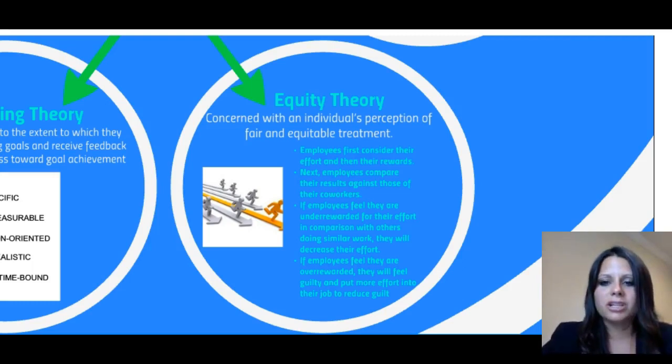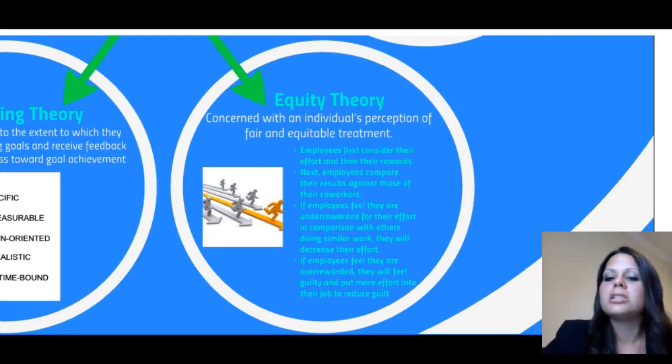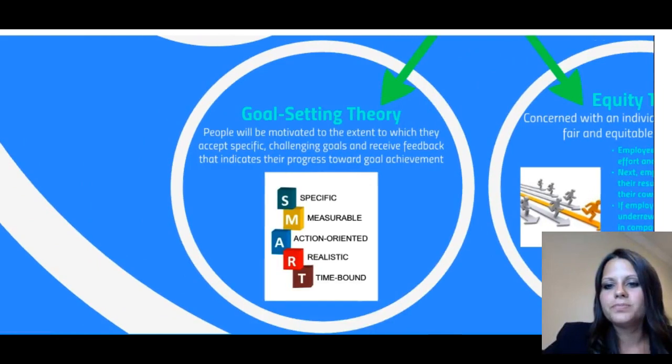That's where the equity theory comes in. Are you being treated fairly? You might have been happy with $500,000 in salary before, but if you're getting paid less than the person next to you and they're not working as hard as you, it can certainly be a demotivator.